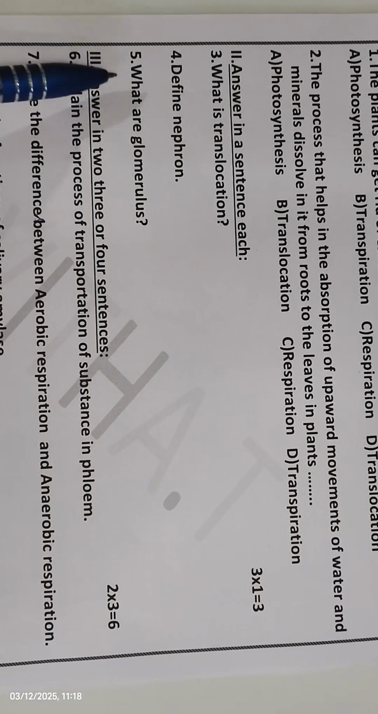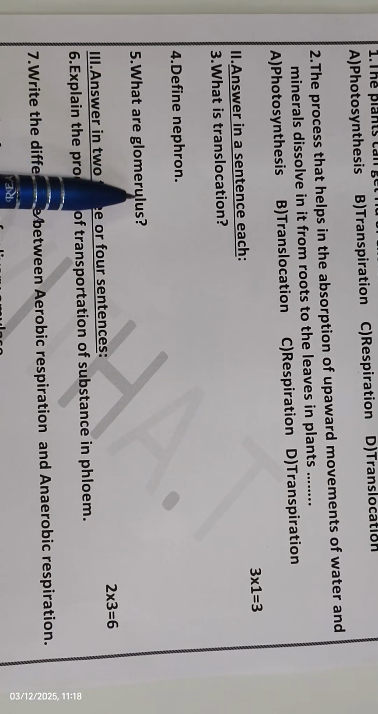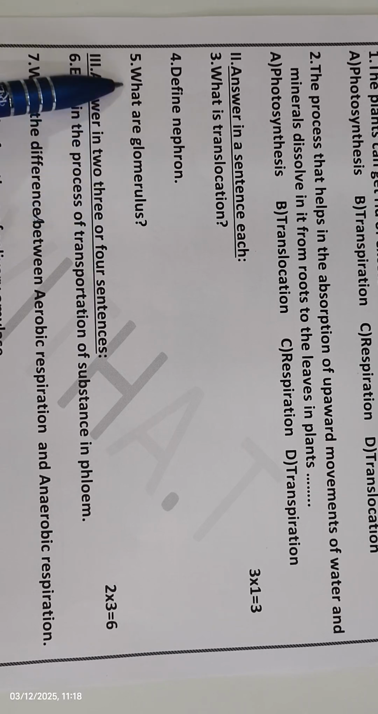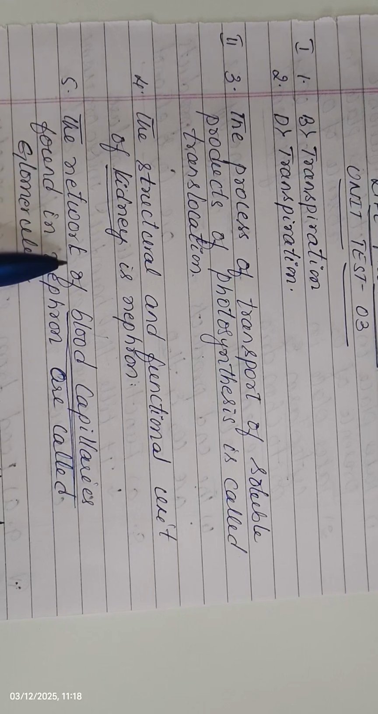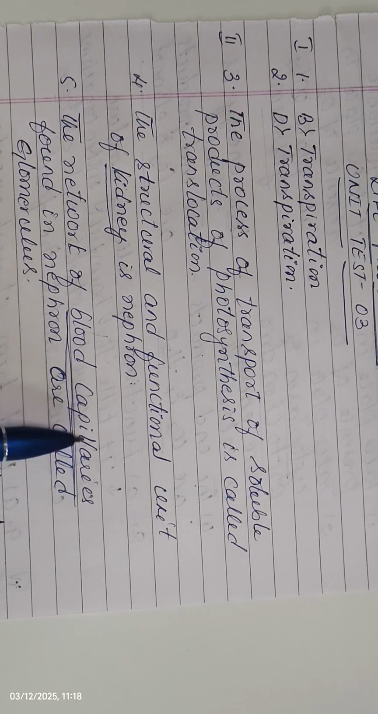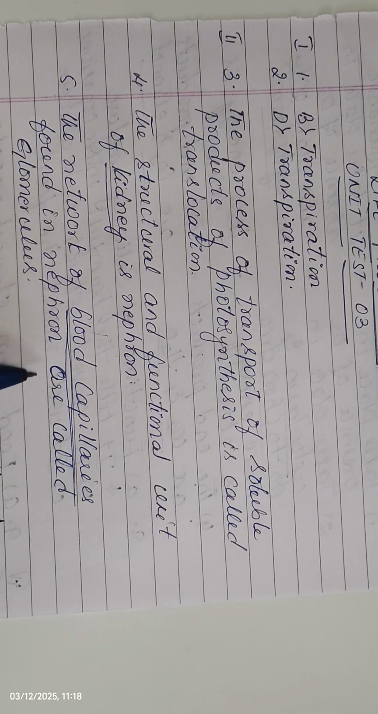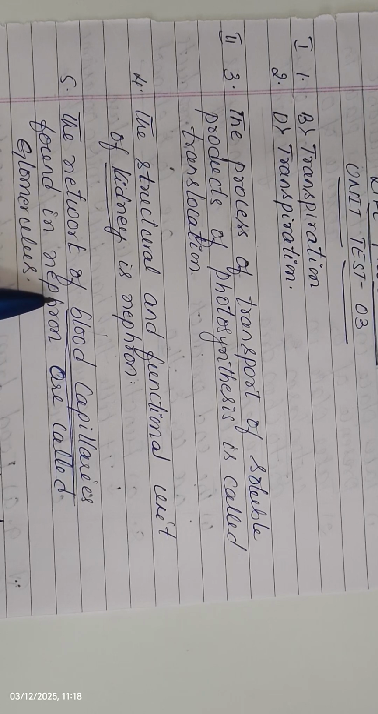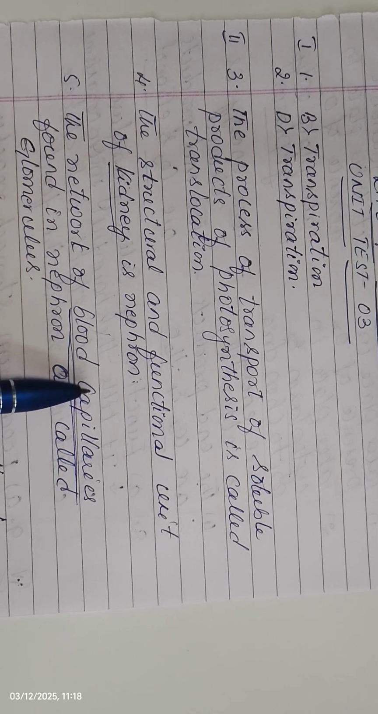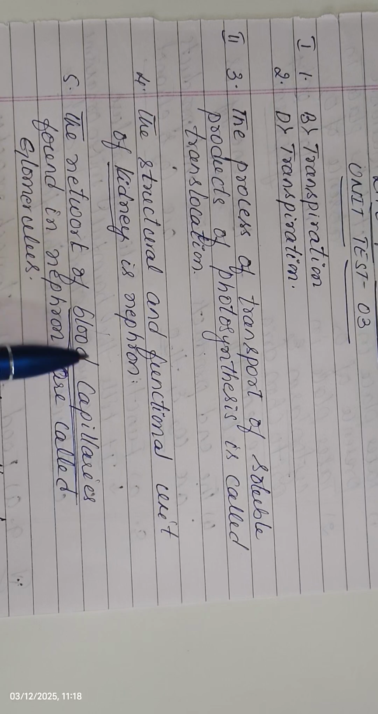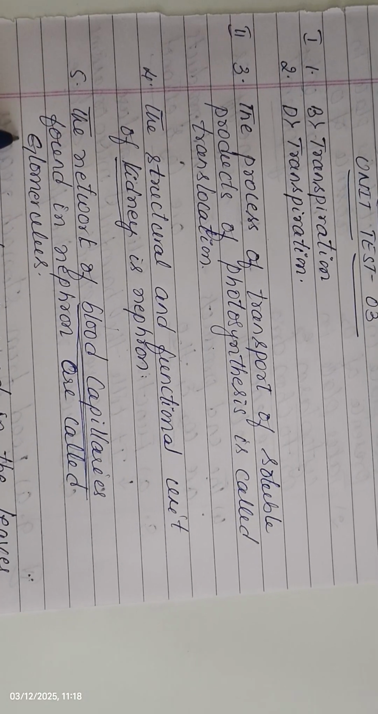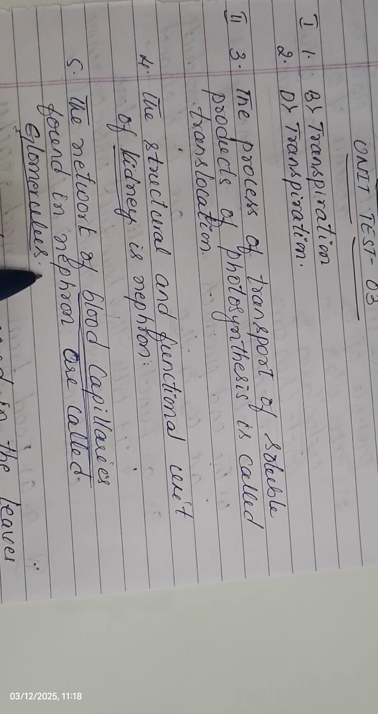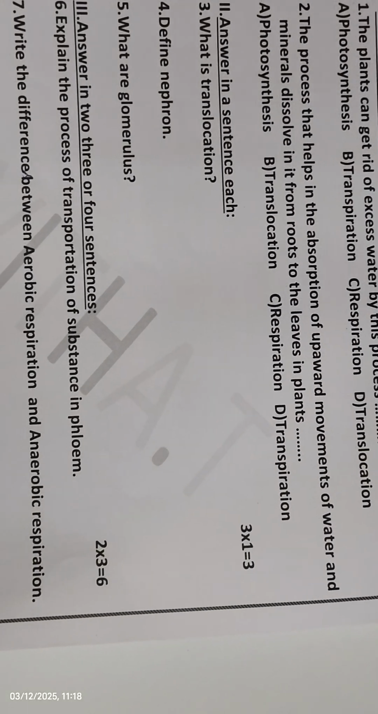So next, question number 5. What are glomerulus? So we'll answer this question. The network of blood capillaries found in nephron are called glomerulus. So in the nephron, there are the network of blood capillaries, and this network of blood capillaries found in nephron, we call it as glomerulus.